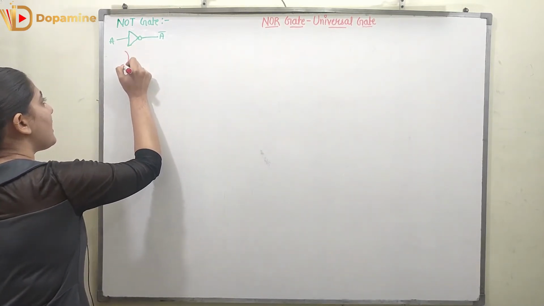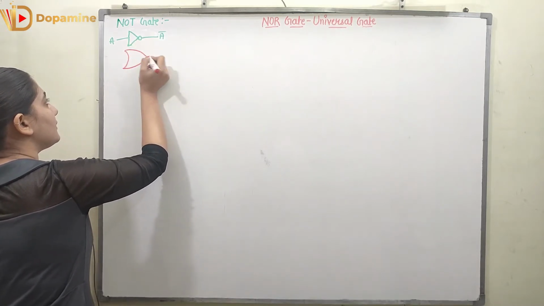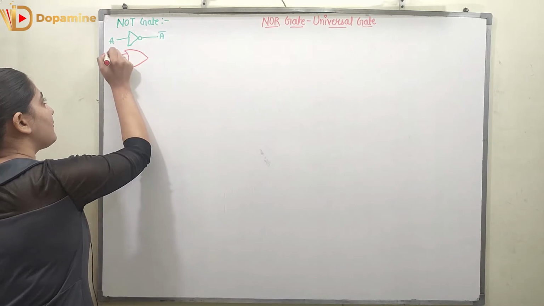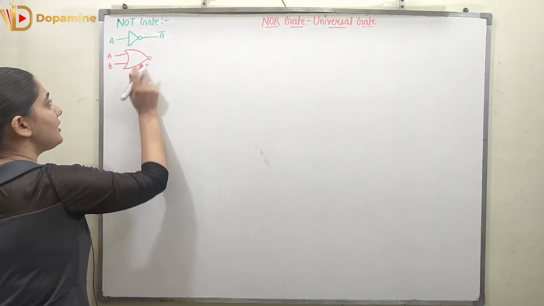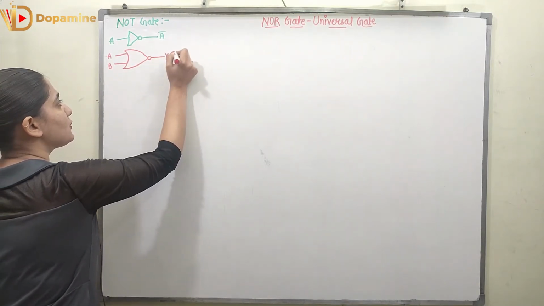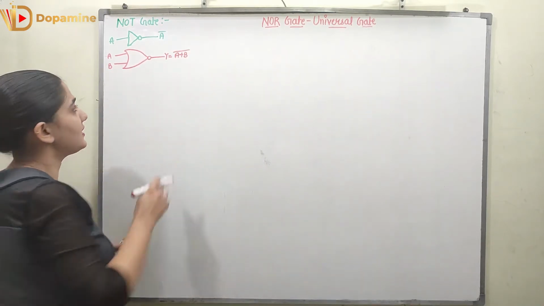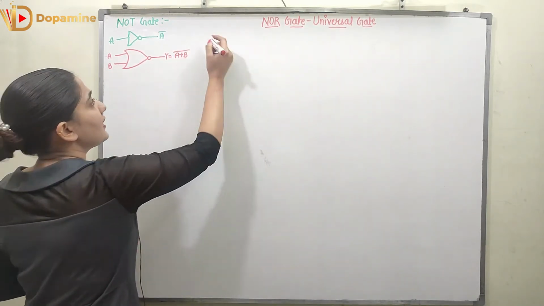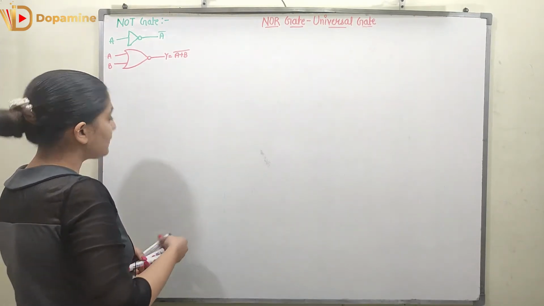Right? Now I have a NOR gate. Right? So here in the NOR gate I have two input A and B. Right, so here I have a circle. This is the representation of the NOR gate, and what is the output? Output is A plus B whole bar. This is a representation of the NOR gate. Now I have to make the NOT gate using the NOR gate.